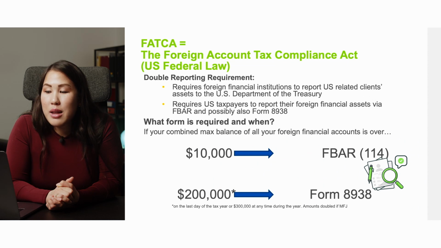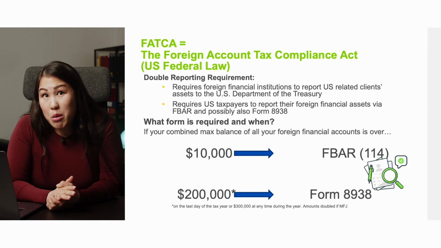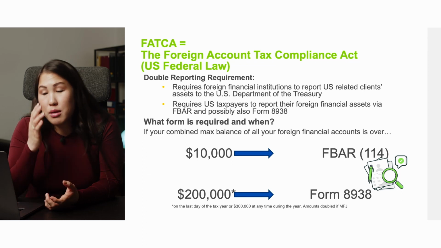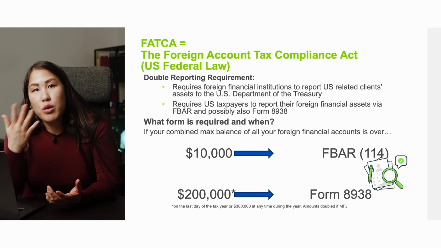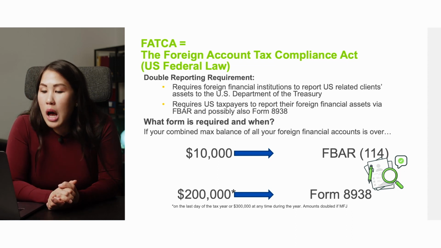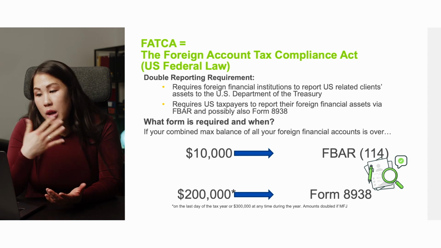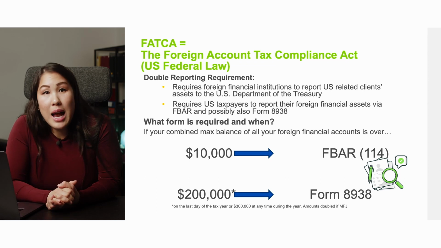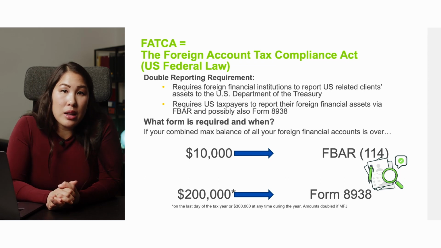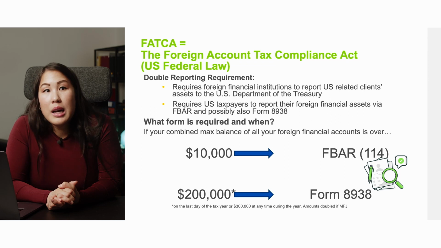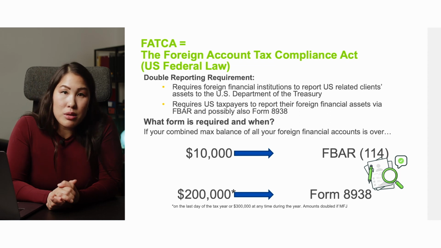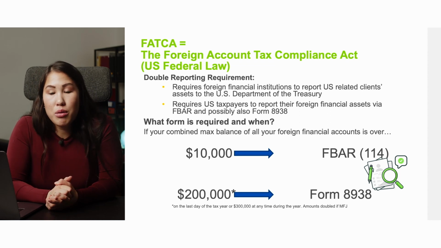Now, with that being said, there's one step up from the FBAR. It's basically the FBAR on steroids, so to say. A lot more information, a lot more checkboxes, right? About when you opened an account, if you closed the account, et cetera. If you have over $200,000 on the last day of the year, or $300,000 at any time of the year, keep in mind, if you're married filing jointly, these amounts double. If you're in the US, these amounts decrease. So this is just the average expat threshold.